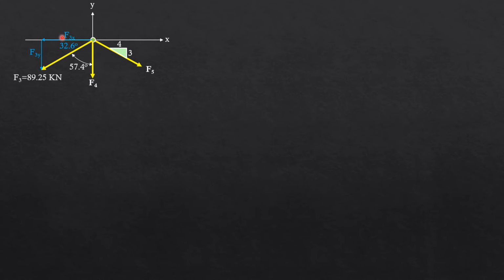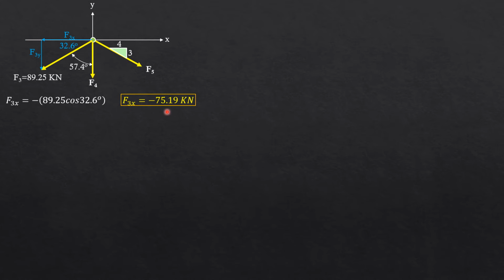So F3x is adjacent to this angle, so it is expected negative also. So it is negative 89.25 cosine of 32.6. That's F3x. And that's the first way. So negative 89.25 cosine of 32.6 degrees. So F3x is negative, because the direction of the component is towards the negative direction.